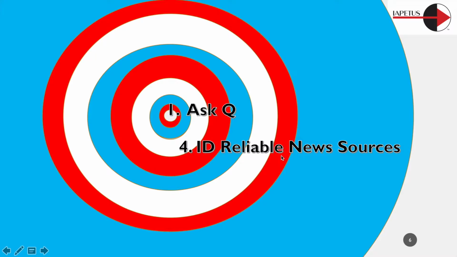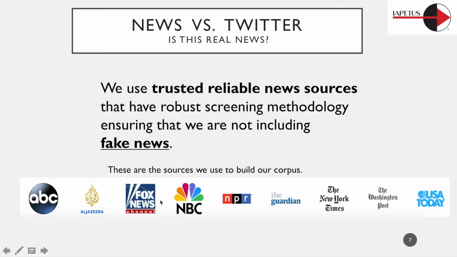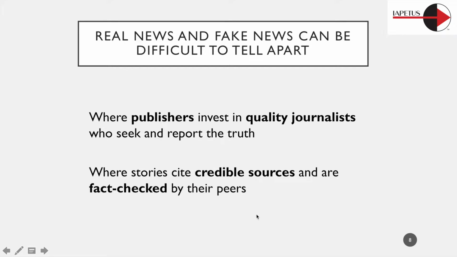So IDing reliable news sources. We use these 9 news sources versus Twitter. We use ABC, Al Jazeera, Fox News, NBC, NPR, The Guardian, New York Times, Washington Post, and USA Today. And we do that because these are reliable news sources. We're avoiding fake news, so we build our corpus around these. Right, so they're using quality journalists, they're using credible sources that are fact-checked by their peers.